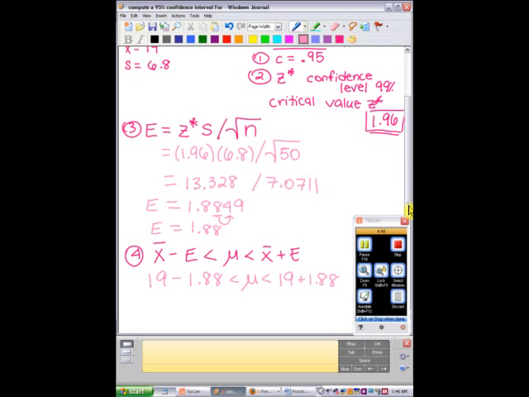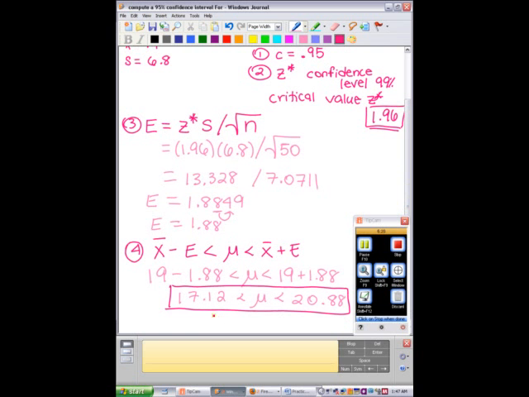So take a minute to use your calculator and see what you get. You should have 17.12 on the left, and on the right you should have got 20.88. So that's one way to write our confidence interval. If we want to just write it with parentheses, which is a little bit neater, our left hand side would be 17.12, and it goes to 20.88 on the right hand side. So what this is saying is we can say with 95% confidence that the true mean, the population mean mu, is between 17.12 and 20.88.